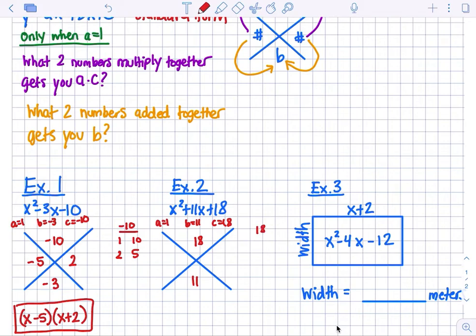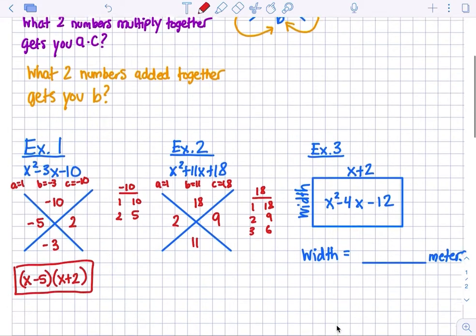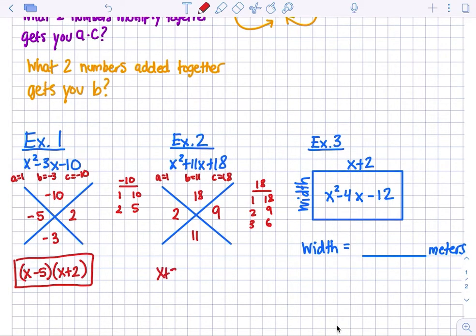So here's your factors list. For bigger numbers, some students like to use this. So two things that add together to give me 11. That looks to be 2 and 9. So 2 and 9, and since a is equal to 1, those are going to be our factors: x plus 2 times x plus 9.